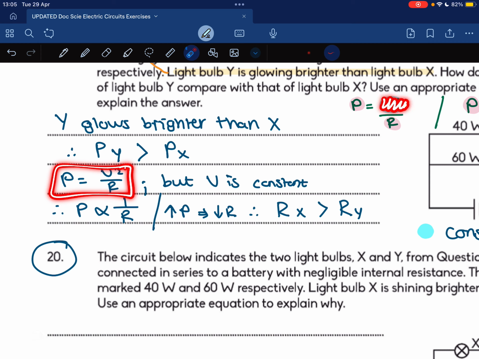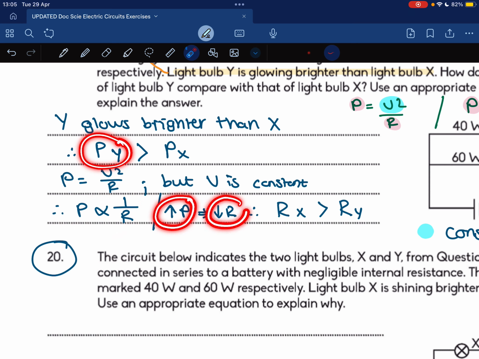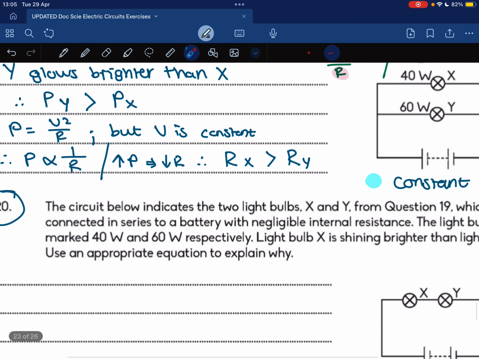And I say, oh, well, this is the same as 1 over R. P is 1 over R. Now, because this is inversely proportional, if P is getting bigger, R is getting smaller. So that means the one with more power, which is Y, will have the less resistance, which is Ry. That's why Rx is greater than Ry.